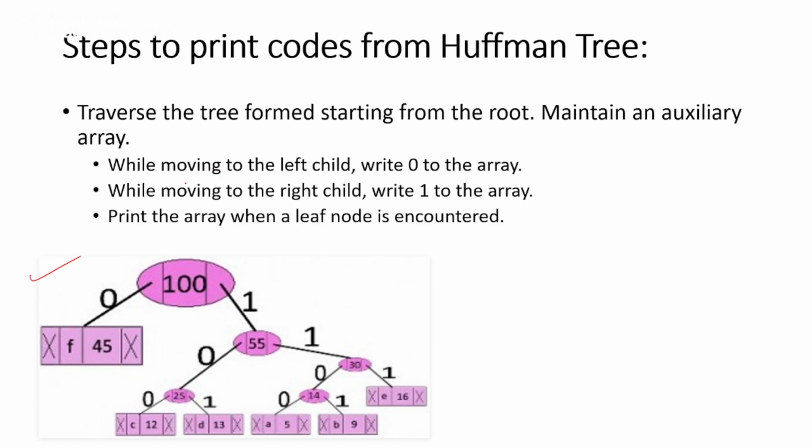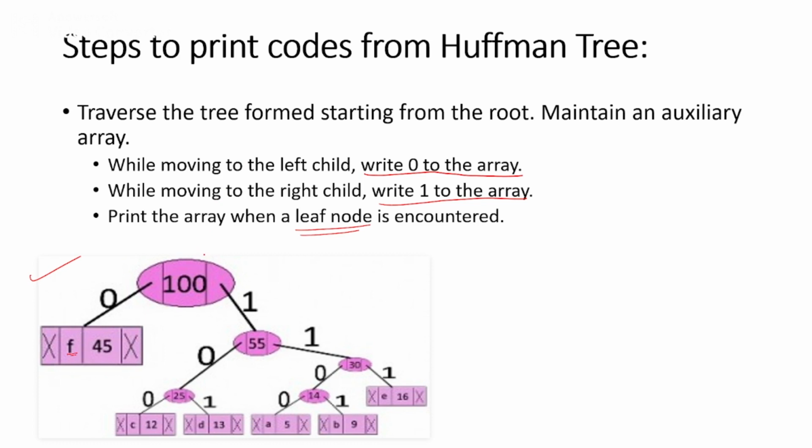When we go for the code encoding technique, we start from the root. Whenever we move to the left child, we write 0 to the array. Whenever we move to the right child, we write 1 to the array, and print the array when a leaf node is encountered. The leaf nodes are where your characters are. All the characters will be in the leaf nodes, so when we encounter a leaf node, we get the encoded format of that particular character.